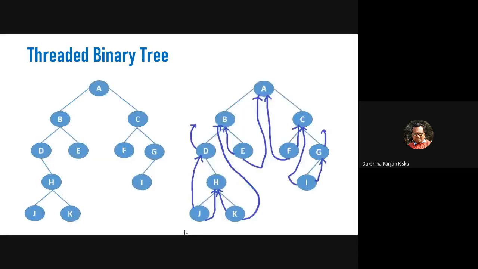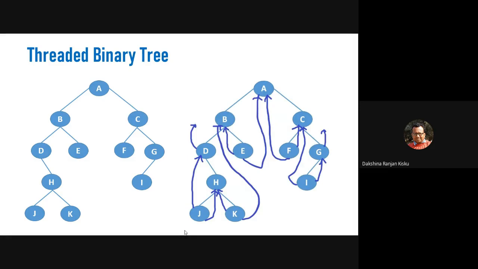So here we need to determine the in-order traversal sequence first. So first we will determine the in-order traversal sequence from this binary tree. Then for every node, we will try to find out the in-order predecessor and in-order successor. If a node has both children, then for that node there will be no in-order predecessor or in-order successor, like some random node B.